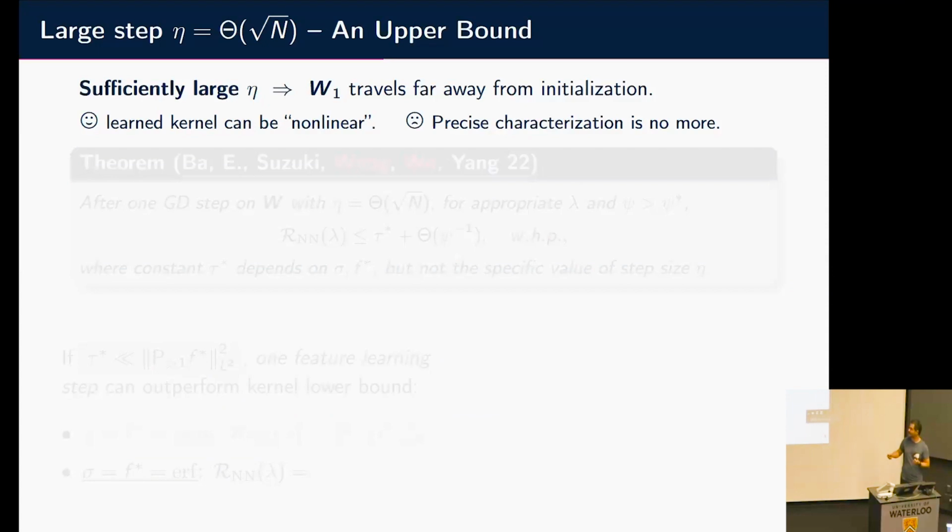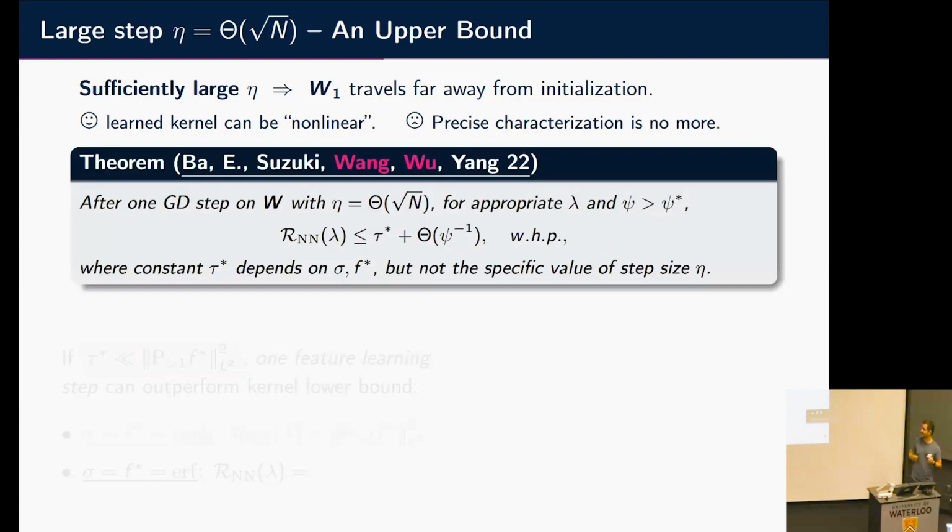And the large step size is for the square root of the width. What is good about this is that the large step size allows you to leave the linear regime. That means you'll learn nonlinearities. The bad thing about it is that now we cannot do precise risk calculations. So there are no precise asymptotics anymore. Now we have to resort to upper bounds.